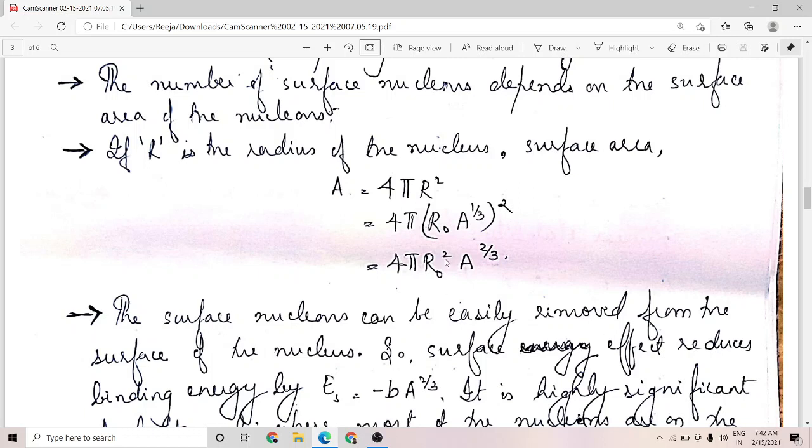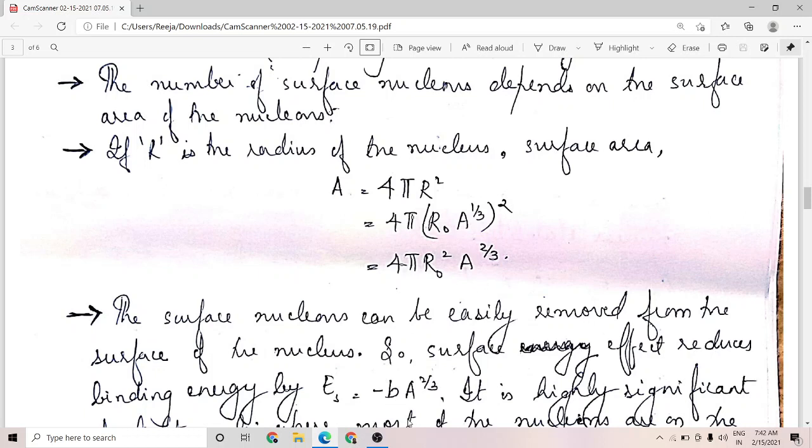Here, 4πR₀ are all constants. So the surface energy is proportional to the surface area, or the surface energy E_S is equal to, taking all these as a constant, minus B, and it is proportional to A^(2/3).